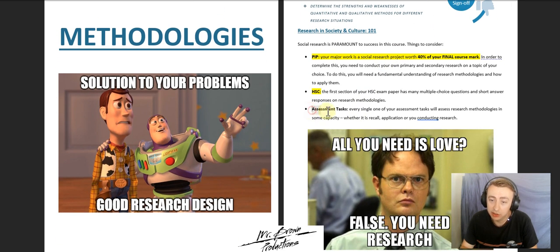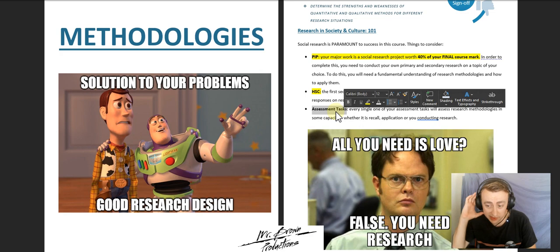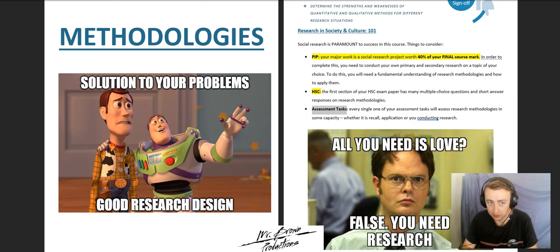And also in your assessment task, every one of your assessment tasks this year is going to be assessing your ability to do and know your research methodologies to some capacity, whether that's recalling information, applying it, or conducting your own research. You will need to know this back to front as well, okay? And that's really to prepare you for the PIP and major work that we have next year, okay?